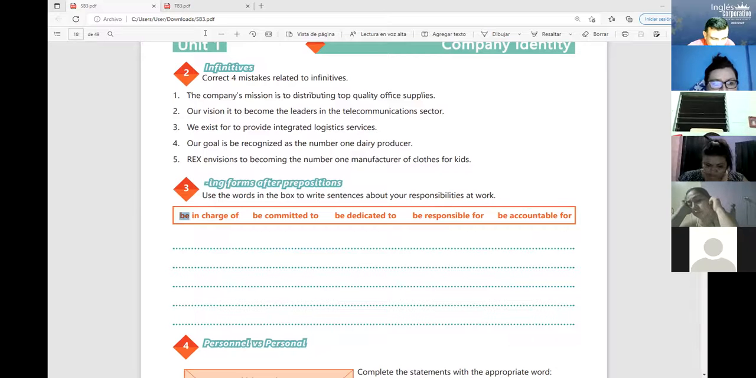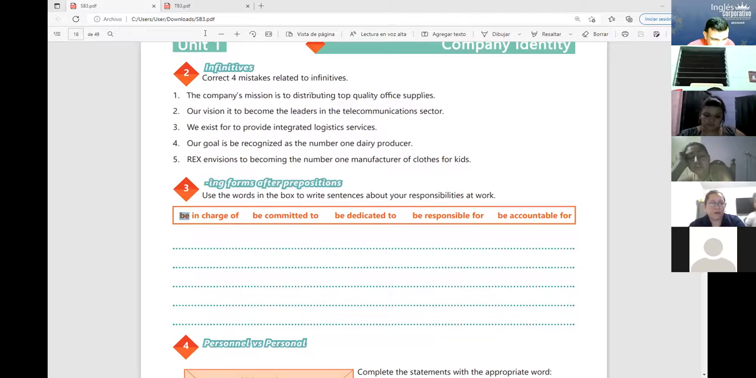Responsible for? Me, teacher. Accountable, perdón, accountable. Accountable. Voluntario. Me, teacher. Okay. I am accountable for exercising a project of human talent. Human talent. Perfect, Miss. Excellent. Very good. Excelente. Muy bien.